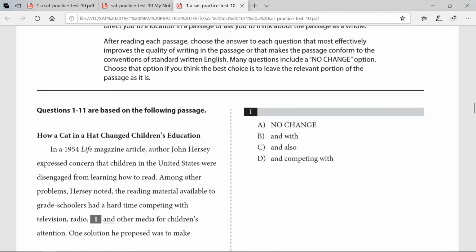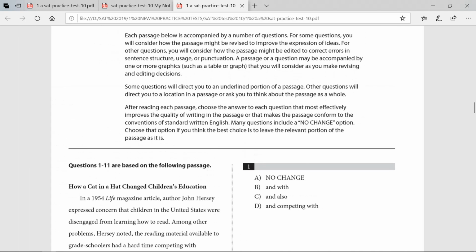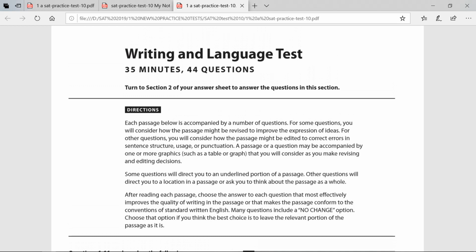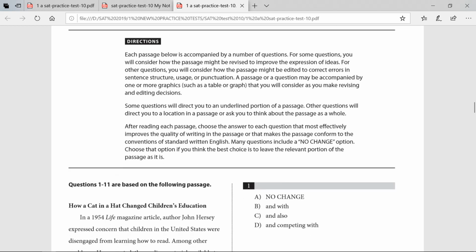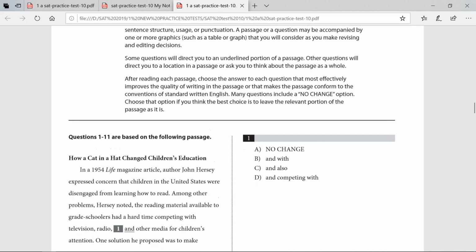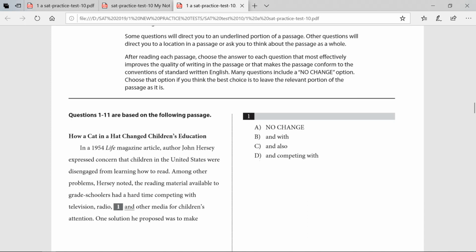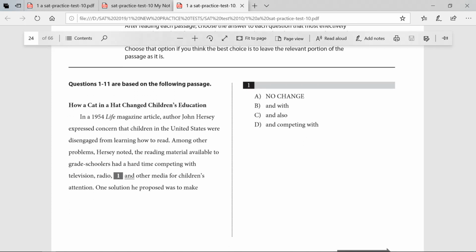So, in this presentation, we are going to talk about a few important techniques of answering the SAT grammar questions. This is Test 10 of the College Board SAT, which is there on Khan Academy and also on the SAT website, the College Board website. So, let's jump straight into the questions and we'll try to understand a few techniques with the help of this.